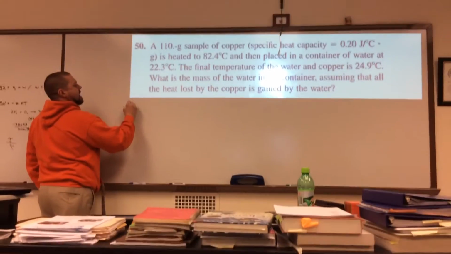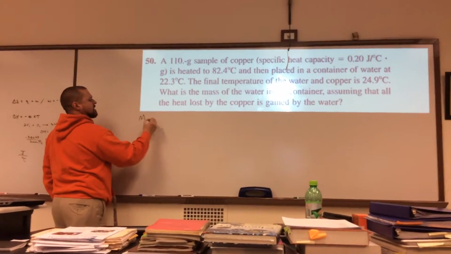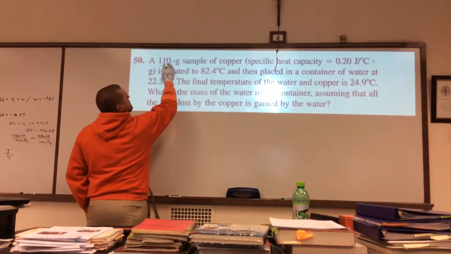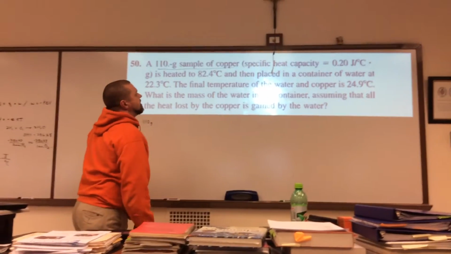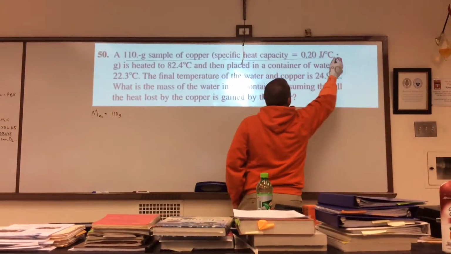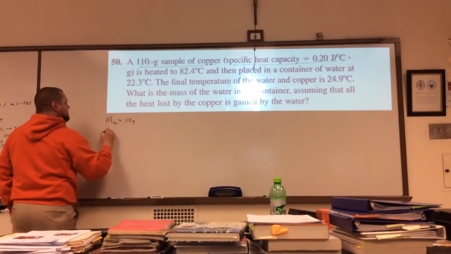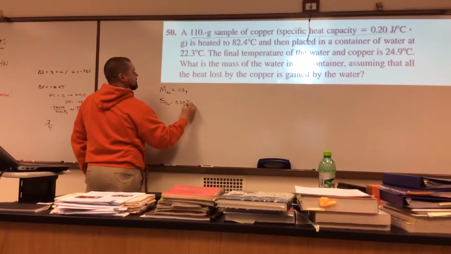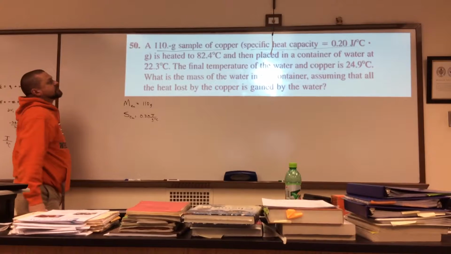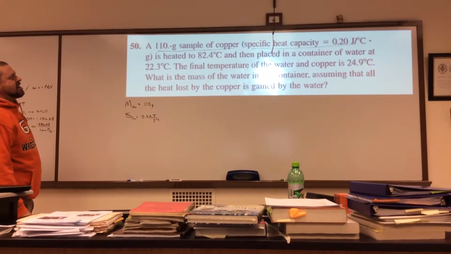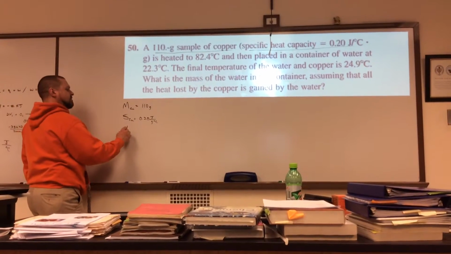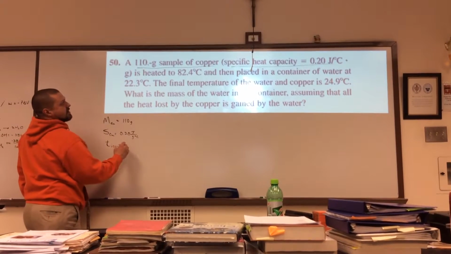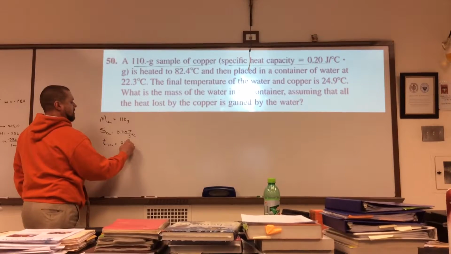I've got a mass, I guess I'll use Cu because I know it's copper this time, is 110 grams. So that's this right here. They give me the heat capacity right here. So specific heat of copper is equal to 0.20 joules per gram times degrees C. They tell me it's heated to 82.4 degrees Celsius. So that's the temperature initial of copper, and that's going to be 82.4 degrees C.